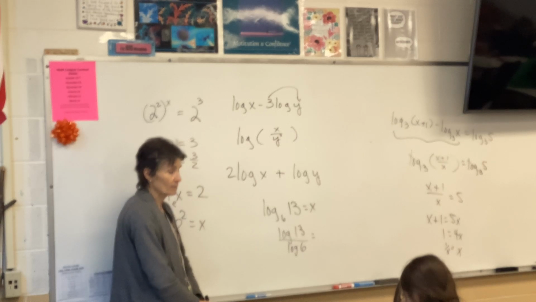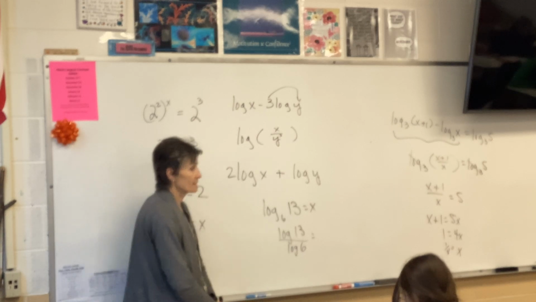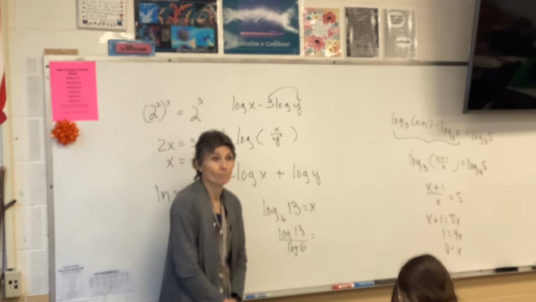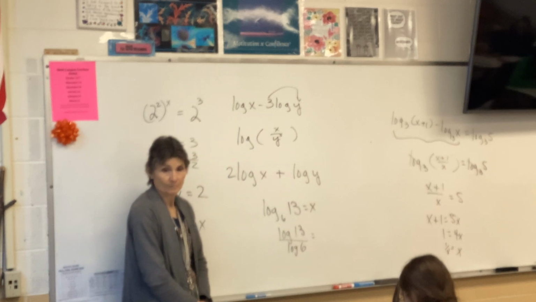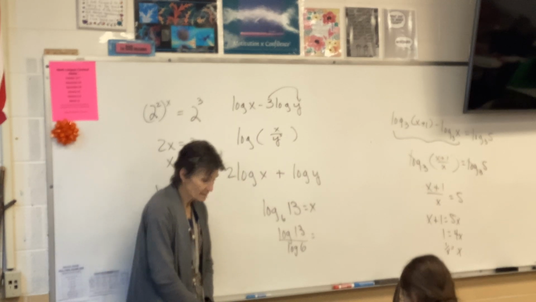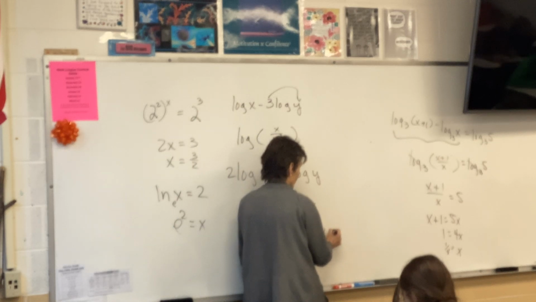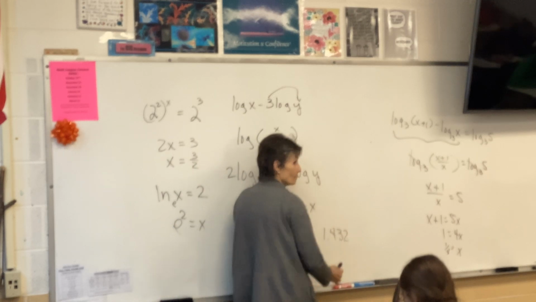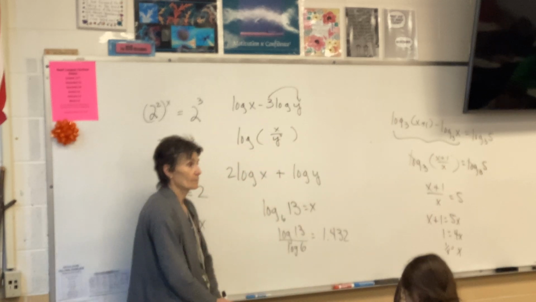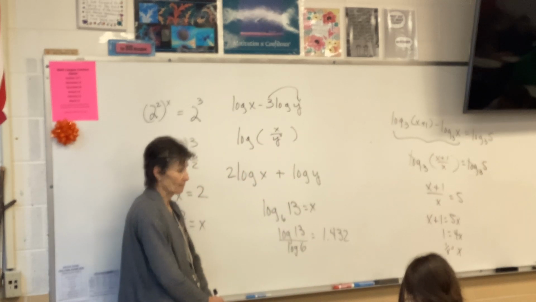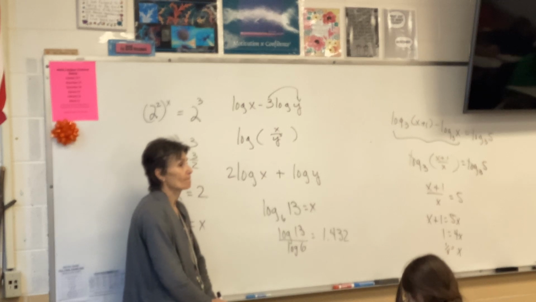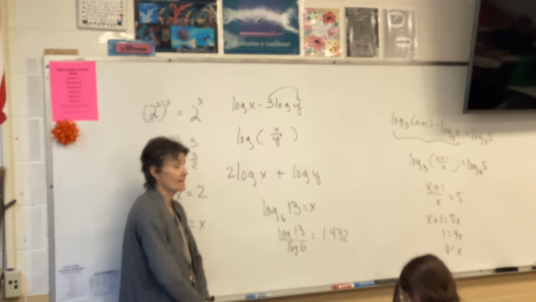I gave away my calculator, so I need somebody to tell me what it is and then somebody to confirm that. 1.4315. Round to the nearest thousandth. 32. So 1.432. Following directions. Do you not do literature? You can, we'll talk about that in a second.